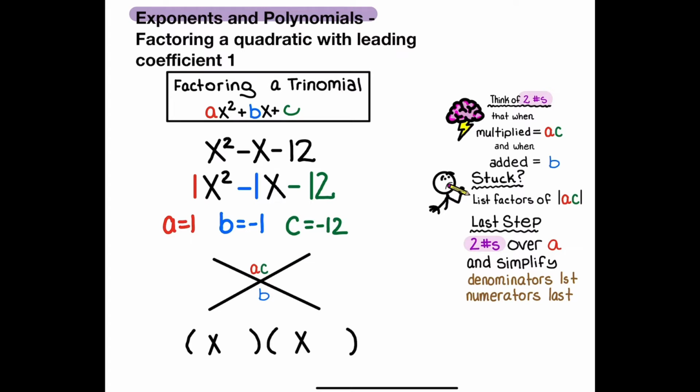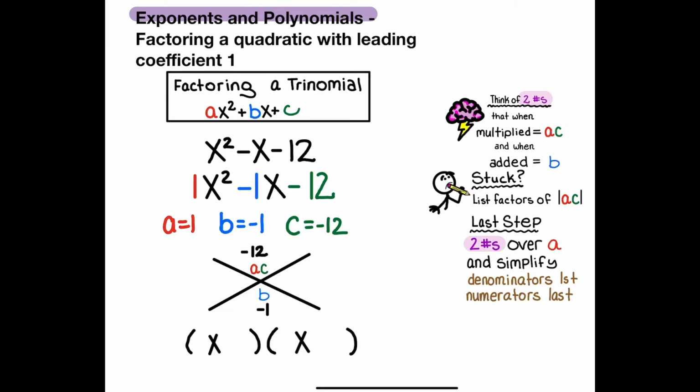Draw a large X and place the answer to a multiplied by c at the top of the X and the b at the bottom of the X. 1 multiplied by -12 is -12, and then the b term is -1. Now let's think of two numbers that when you multiply them, you get -12, and when you add them, you get -1.